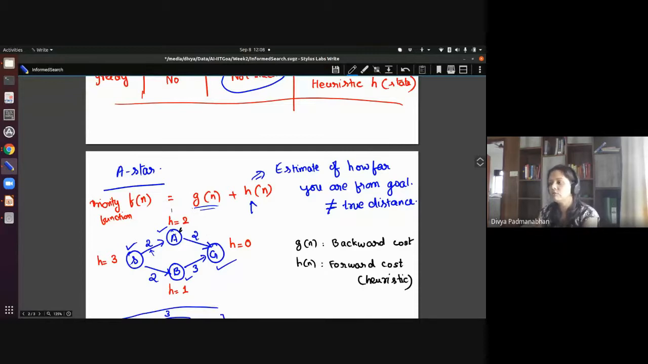Now if the h of n is a heuristic, and suppose you knew the true cost from any state to the goal. If you know exactly how much the cost is going to be, then what's going to happen? Do you think it will be optimal? Is it going to be optimal or no?